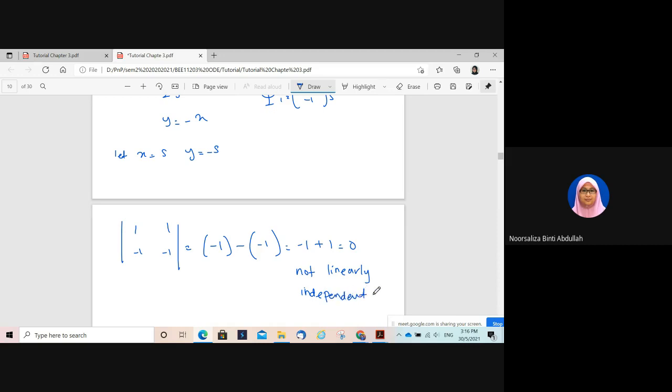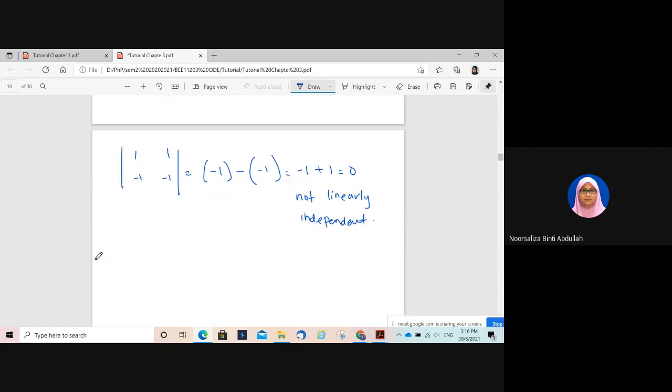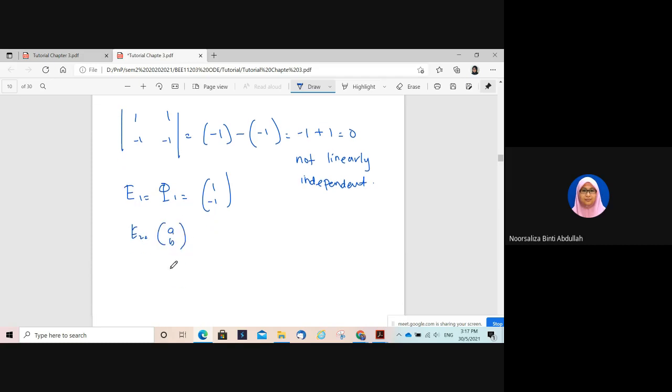So if your system is not linearly independent, then you have to find E. First, E1 equals eigenvector 1, which is [1, -1]. Then E2 equals [A, B]. To find E2, you have A minus eigenvalue times the identity matrix, times E2, equals E1.